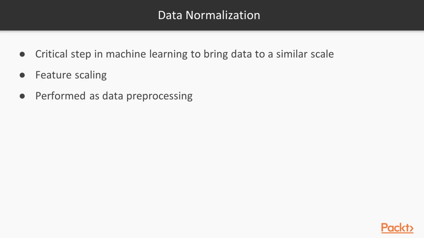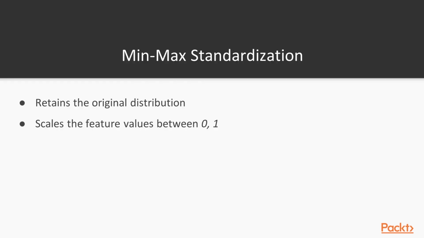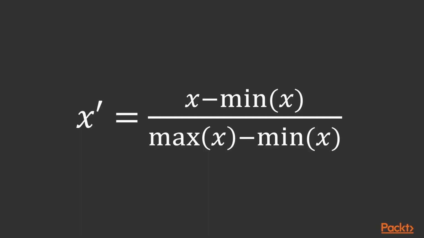Let's learn a bit about data normalization. Data normalization is a critical step in machine learning to bring data to a similar scale. It is also known as feature scaling and is performed as data pre-processing. There are multiple ways to perform normalization. Min-max standardization: the min-max retains the original distribution and scales the feature values between 0 and 1, with 0 as the minimum value of the feature and 1 as the maximum value. Here, x dash is the normalized value of the feature. The method is sensitive to outliers in the data set.